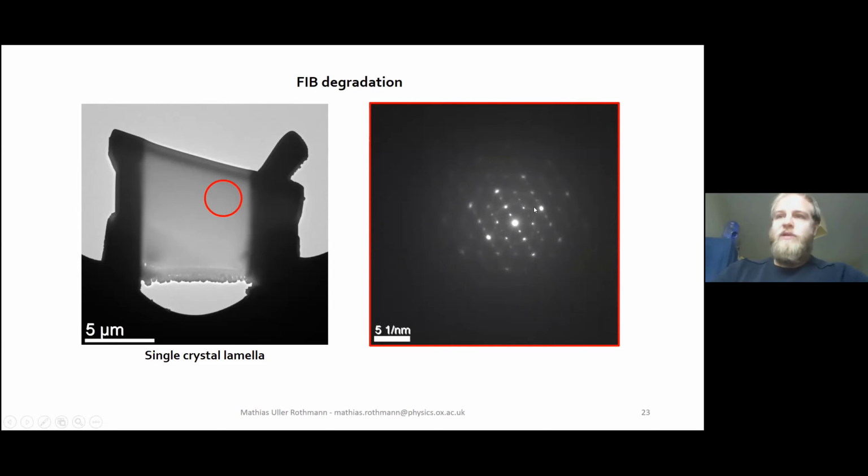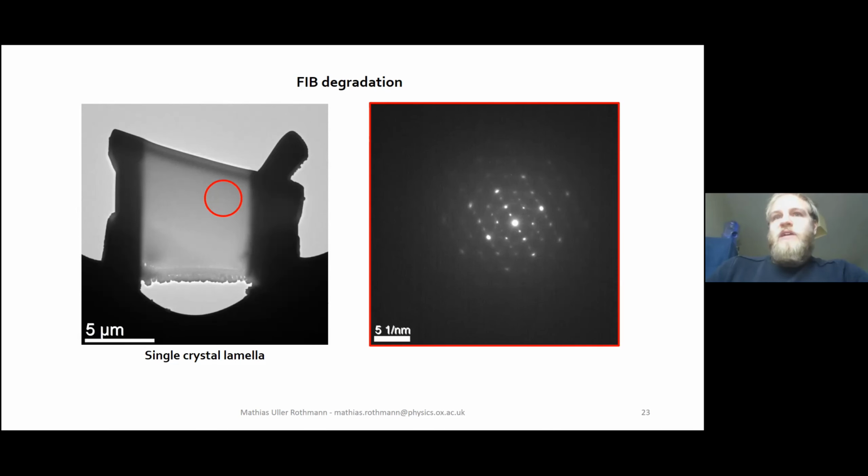And here you can see this little ring going around. Some of the spots are a bit smeared, which for us indicated that this is not a pristine sample. There's some beam damage involved. But you still see the diffraction pattern is not completely messy. So there might still be some crystallinity left, some quality crystal in the material.